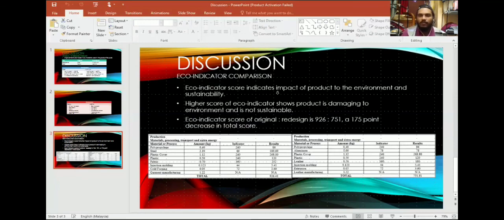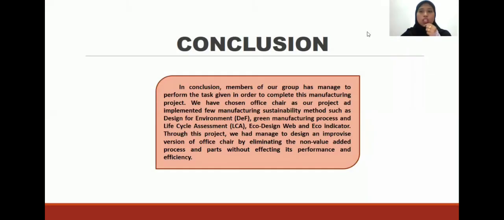So that's all from me. Thank you. So in conclusion, I can say that all of our members are giving their 100% commitment to ensure the success of this project.